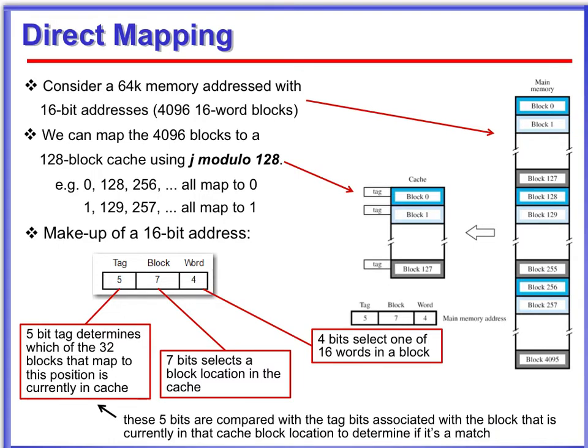So how did you get the 5? You went 16 bits minus 7 minus 4. Right. And it's not just that, it's the fact that we have 32 blocks in our main memory that all map to this position, and 2 to the 5 is 32. Right. And to get that 32, you went 4096 divided by 128. Yep. To get 32, and that's 2 to the 5. Then 2 to the 4, 2 to the 7, and then 2 to the 5. Yep. Okay? So that's direct mapping.